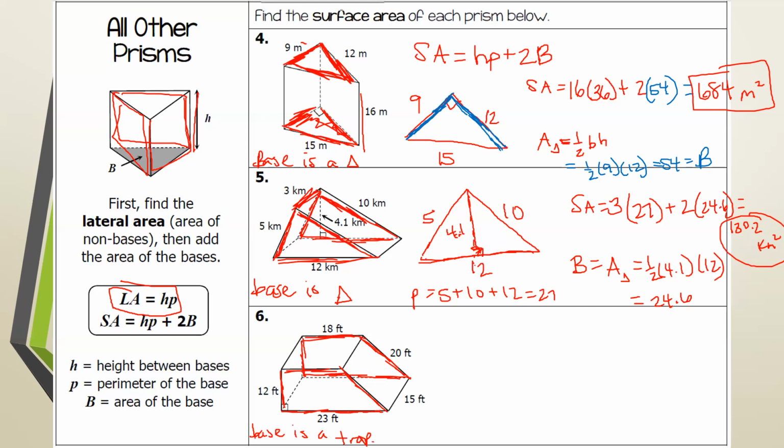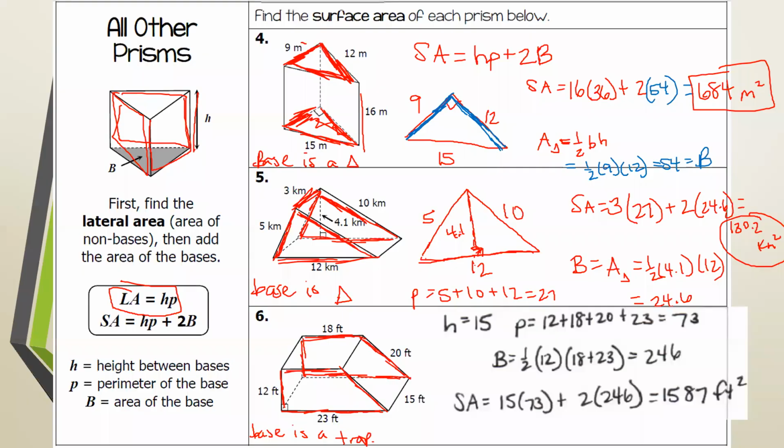Now that you know what the base is, go ahead and see if you can figure out the surface area of this trapezoidal prism. Do that now. So the surface area for your trapezoidal prism should be 1,587 feet squared. So let's just talk about those numbers here real quick in case you didn't get it. Remember, the height is the distance between the bases. So your bases were these trapezoids. The distance between them is 15 feet. So your height is 15.